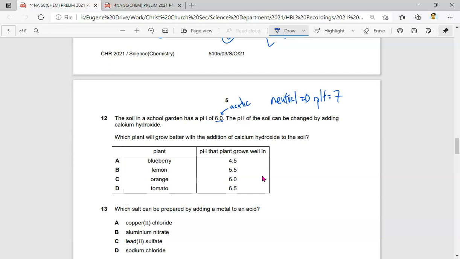Okay, the pH of the soil can be changed by adding calcium hydroxide. Which plant will grow better with the addition of calcium hydroxide to the soil? If I add calcium hydroxide to the soil, this will cause the pH to increase. Initially it's 6. 4.5, confirm wrong. 5.5 also wrong. If pH stays the same, also confirm wrong. So the answer left is D, because from 6 it became 6.5. So there's an increase in pH due to the addition of calcium hydroxide, which is an alkali. An alkali will cause the pH to increase.